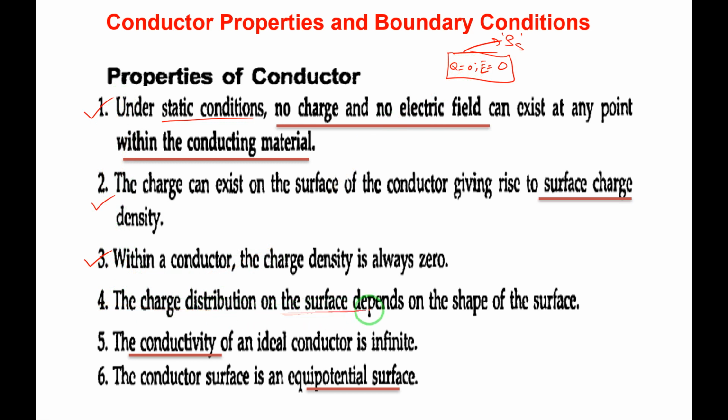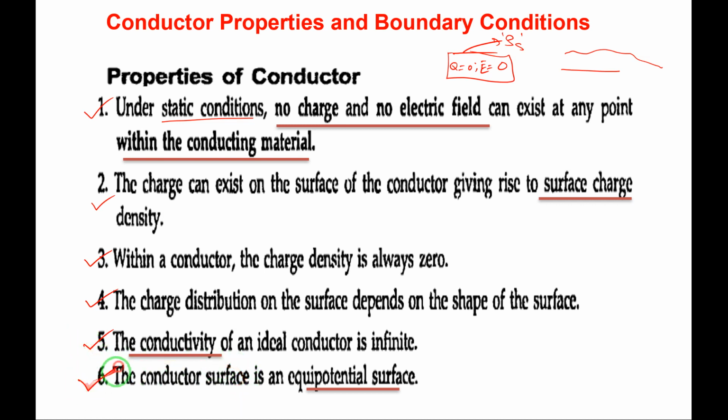Then the charge distribution on the surface depends on the shape of the surface. The shape can be anything; the surface can be straight or it can be curved. So the charge distribution on the surface depends on the shape of the surface. Then the conductivity of an ideal conductor is infinite. If I consider an ideal conductor, we say the conductivity is infinite, but practically it is very large for metallic conductors.